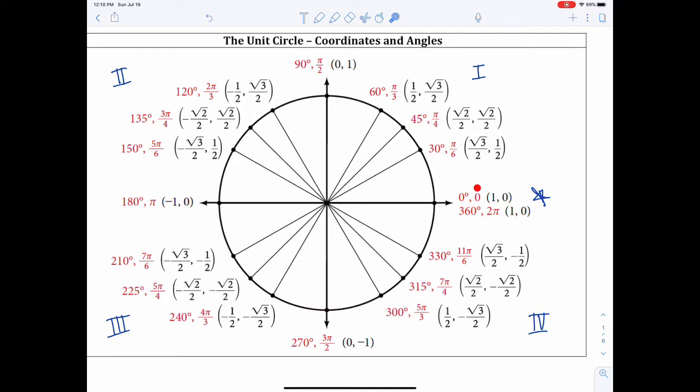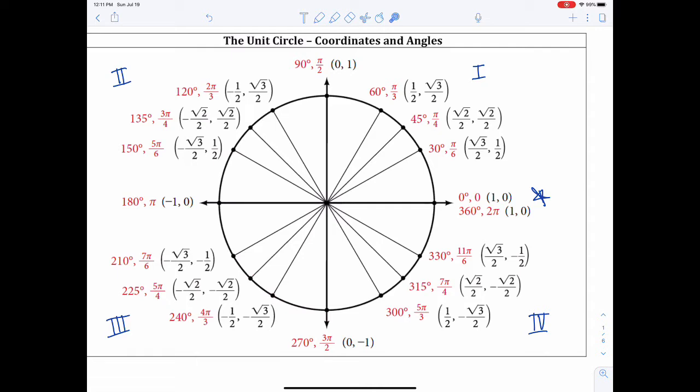Likewise, it's the same as saying this is 0, but also 360 degrees. We've gone all the way around the circle, or 0 or 2 pi radians. Therefore, half of it would have to be 1 pi or 180 degrees. Everything else kind of falls between those.